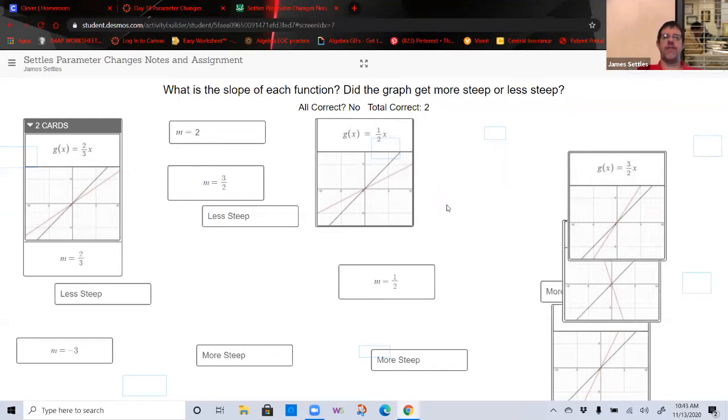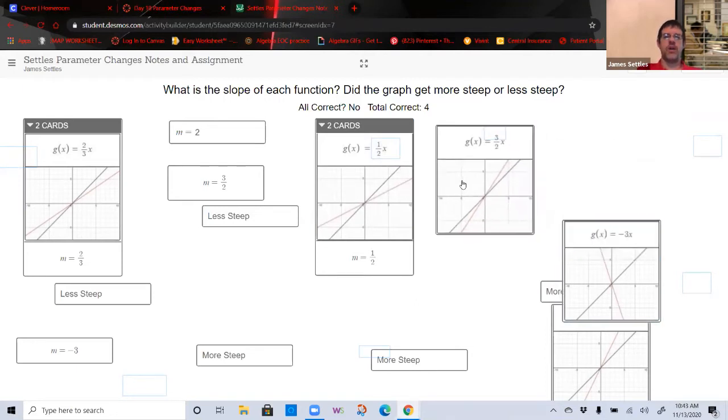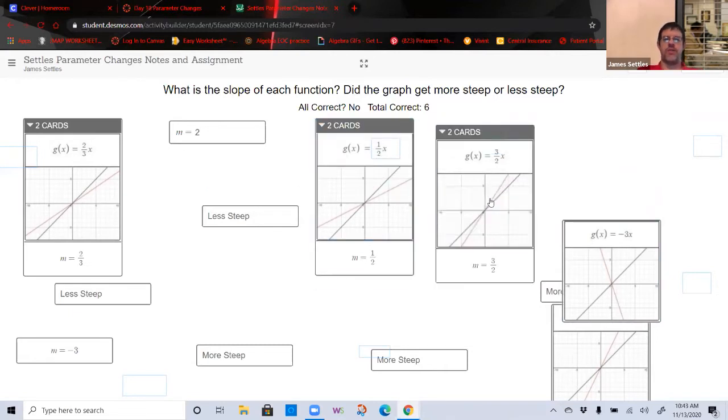So I grabbed 1/2 x, and then I'm going to move the slope 1/2 on top of it. And so it moved my total correct to 4. I'm going to grab 3/2x and find the slope that says 3/2.